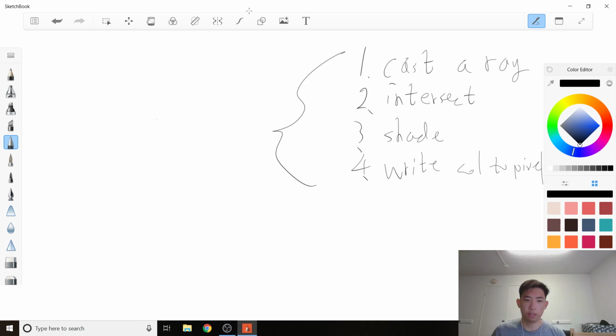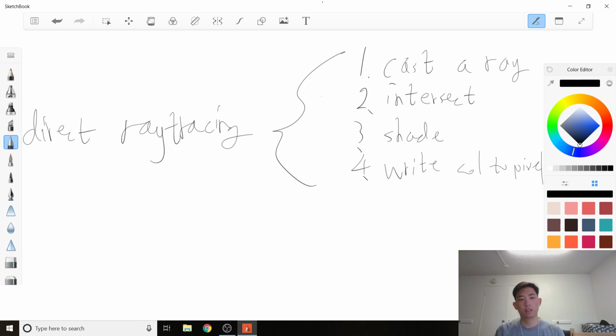This could be generalized to direct ray tracing. What it means to be direct is that we do not try to simulate the process of light bouncing, in other words, global illumination. So we only care about the direct lighting. So direct ray tracing: cast a ray, intersect with some geometry, and based on the intersection result, we shade the point. Then we write the color of the point to the pixel, which is what the viewer would see.